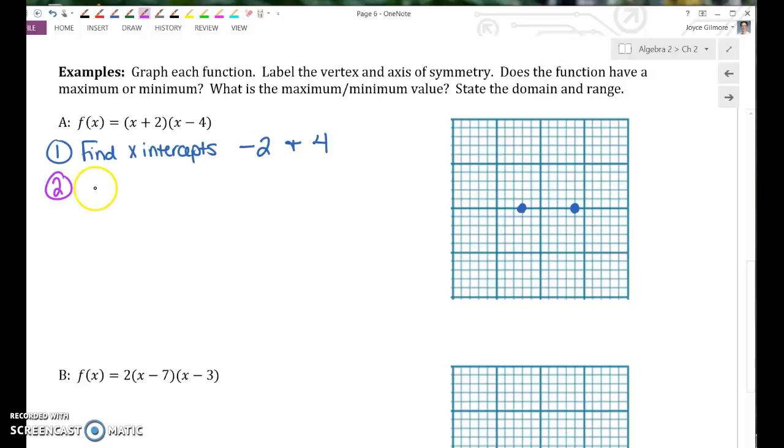The next step is to find your axis of symmetry. Again, there's two ways to do this. You can put one finger on the intercept on the right and your other finger on the intercept on the left and count in 1 unit at a time until your fingers meet. Or you can add the two numbers together, negative 2 plus 4, and then divide by 2. Either way, you will get 1. The axis of symmetry is at x equals 1. Oh my gosh, I can't do a dashed line on the line.